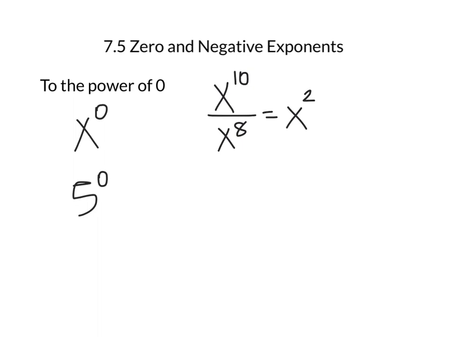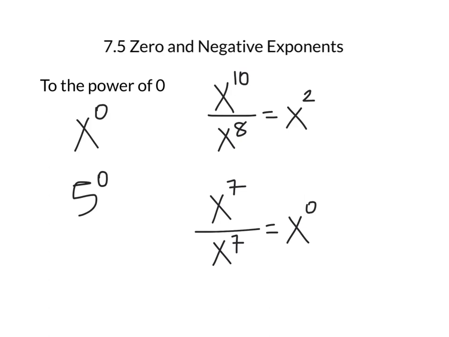All right, now write this problem down. X to the power of 7 divided by x to the power of 7. If we were using our subtraction rule for exponents, we would say, well, 7 minus 7 is 0. So this is equal to x to the power of 0. But let's back up a second.